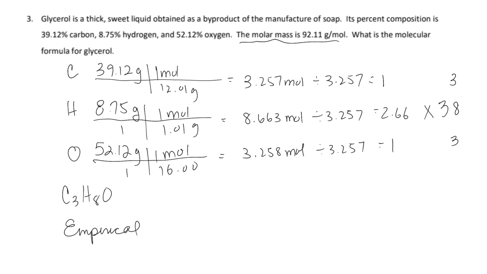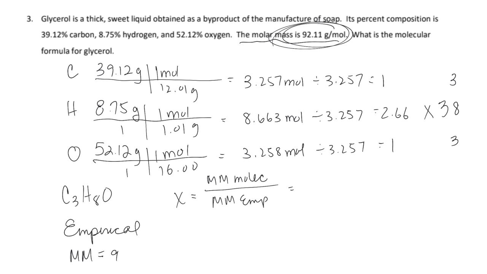But remember, to get my molecular, I need to figure out what the factor to multiply by the empirical is. So I'm going to take the molar mass of my molecular, which is given in the problem, divide by the molar mass of my empirical, and I get some whole number. That whole number tells me how many empirical formulas there are in my molecular. So I calculate the molar mass of my empirical. So the molar mass of my empirical is 92.09.